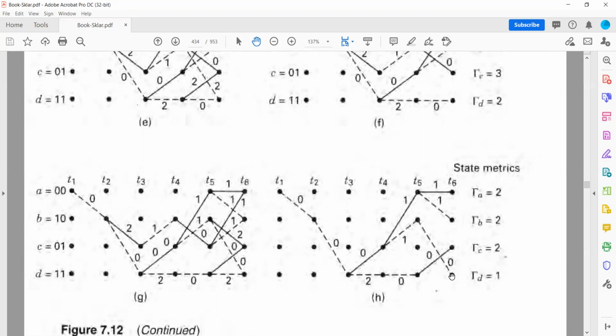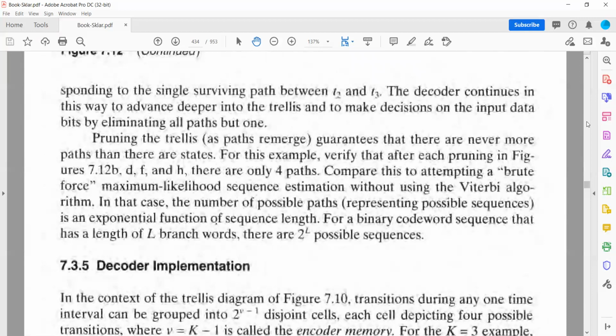This point is the minimum state metric, and we have to trace back from this point. Now tracing back, it is now decoding. Going from this node to this node, what is the input? 0. Going from this node to this node, going from this node to this node, no, the dotted line is 1. Going from this point to this point, let me get the final output. What is the final output?